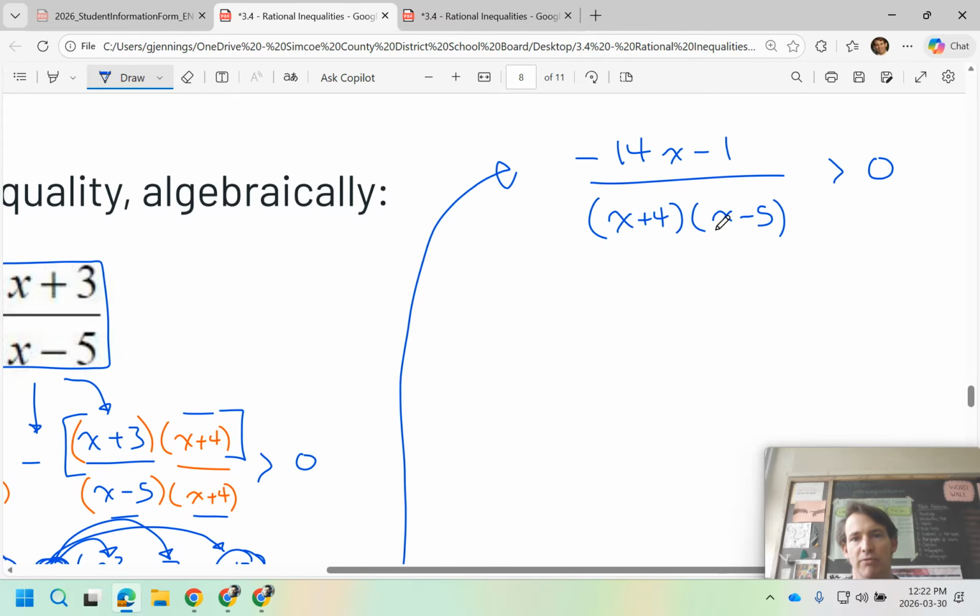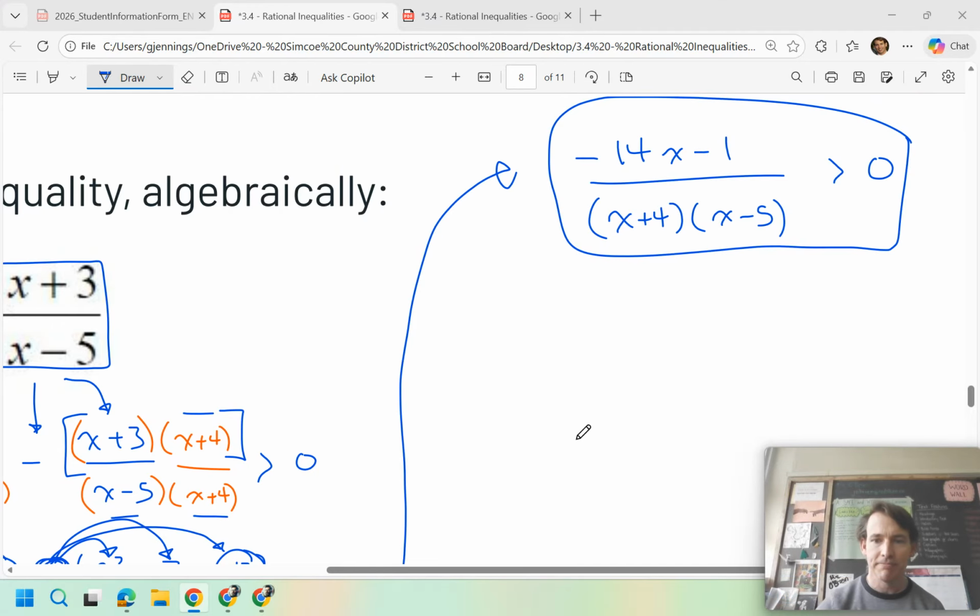So this is my fully simplified inequality. Check that against yours, see if you get the same thing. If not, go ahead and find your error and make an effort to learn from your error. Mine doesn't have any errors today. Okay, we're going to keep going.